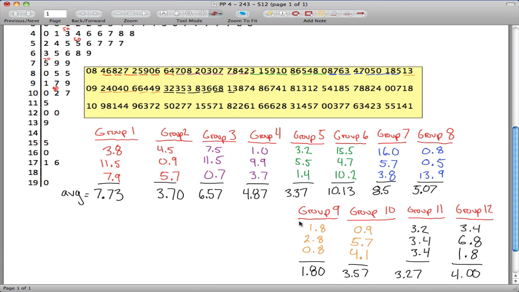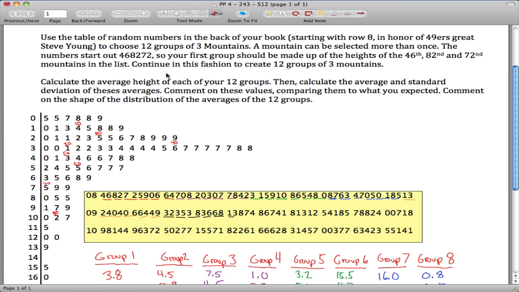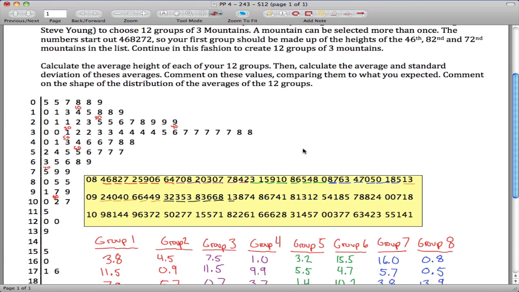So I generated a ton of data. I know this is tedious, but I'm not just doing it to waste your time. I think there's a little bit of a payoff here. Going back up to the instructions here. So we've now taken care of this group. Now it's saying calculate the average height of each of your 12 groups. Okay, did that. Then calculate the average and standard deviation of these averages. And then comment on these values, comparing them to what you expected.